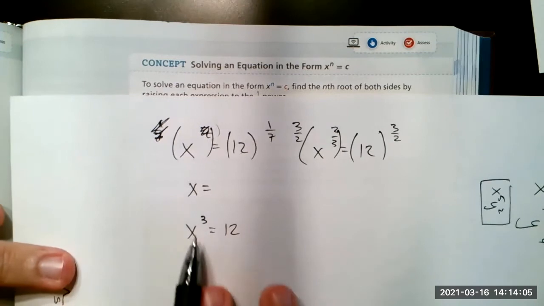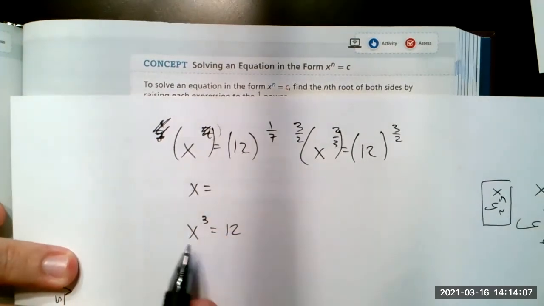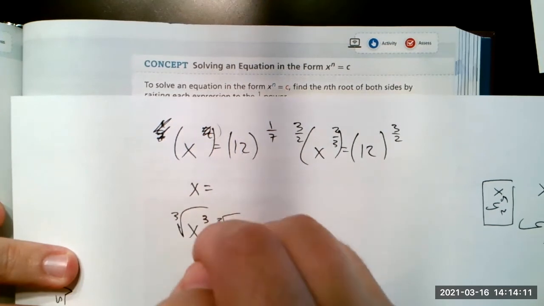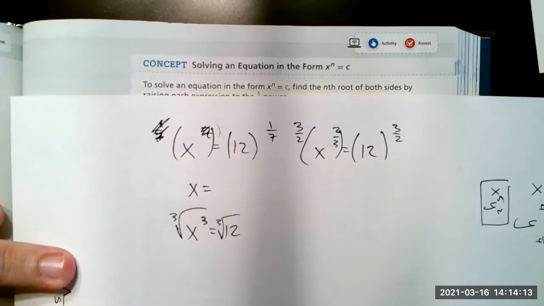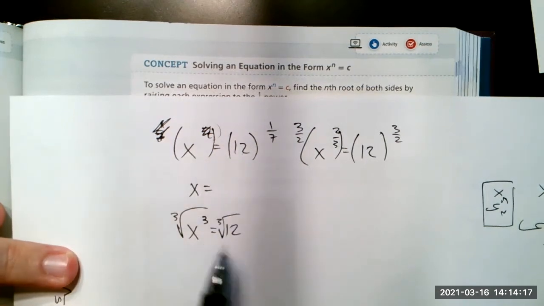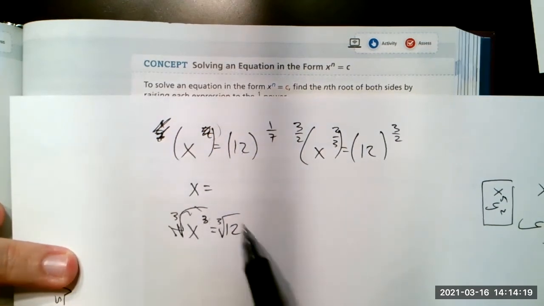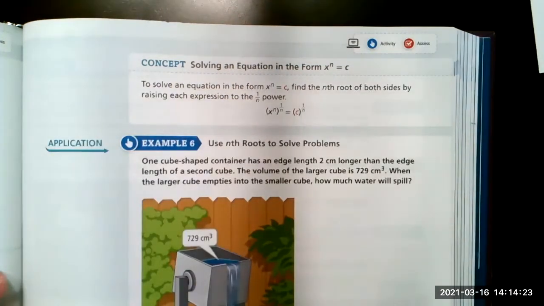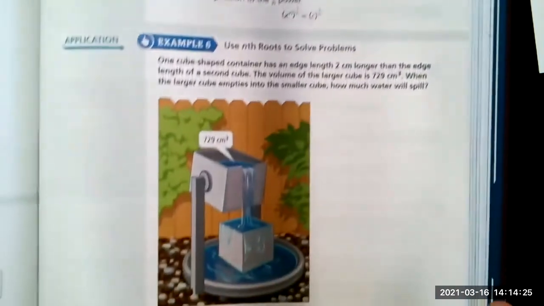But if I have something like x cubed equals 12, raising both sides to the 1/3 or just taking the cubed root of both sides is the exact same thing. So don't feel like you have to sit there and write out fractional exponents. You could just take the cubed root of both sides and you get the same exact answer. Example 6.